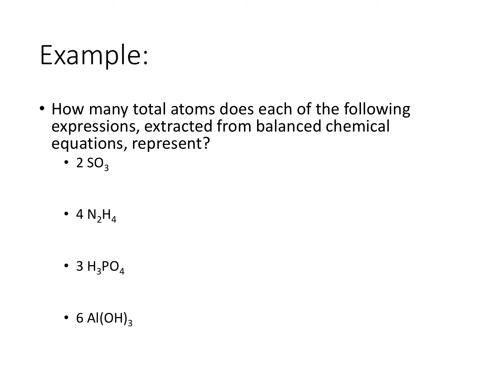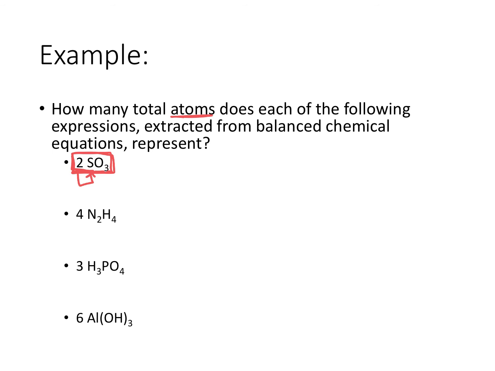So let's see if we can answer this question. How many total atoms does each of the following expressions, which are taken from some balanced chemical equation, actually represent? So this is the coefficient in front of the molecule coming from some balanced equation. So this is telling me I have 2 molecules of SO3, or I have 2 moles of SO3. Either way. Right now we're talking about individual atoms, so let's just say it's 2 molecules of SO3. So that 2 is going to multiply every element.